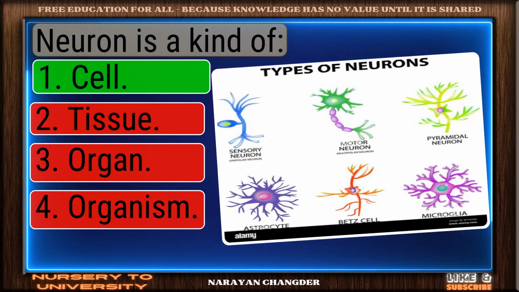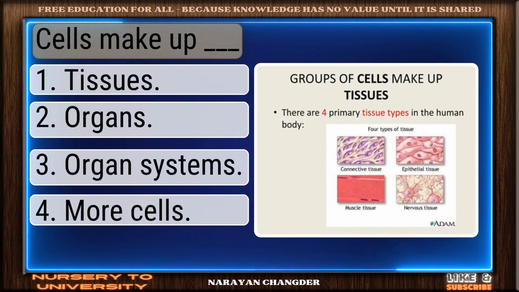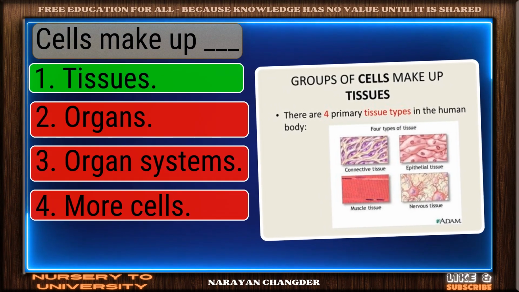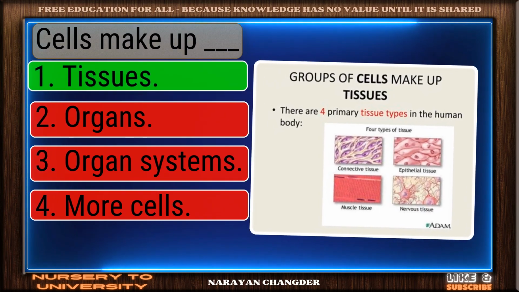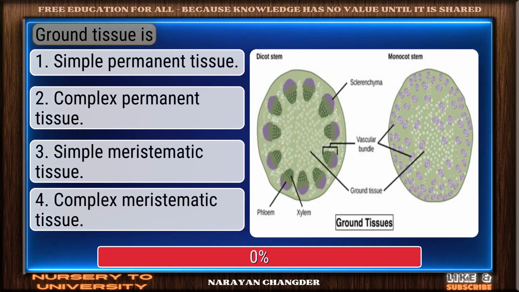Strong choice. Cell is the right answer. Question number 110. Cells make up dash. Correct response. Tissues is the most accurate answer. Question number 111. Ground tissue is.